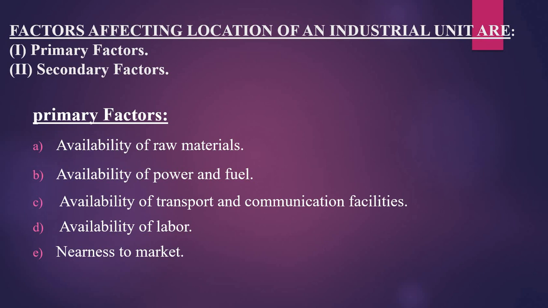First one is availability of raw materials. Yes, in the basic principles I already told that the raw material is a very important aspect to run any firm, correct? So the abundant supply of the raw materials is necessary for smooth functioning of any company, correct? So for that, availability of raw material is a primary or important factor for the industrial location.